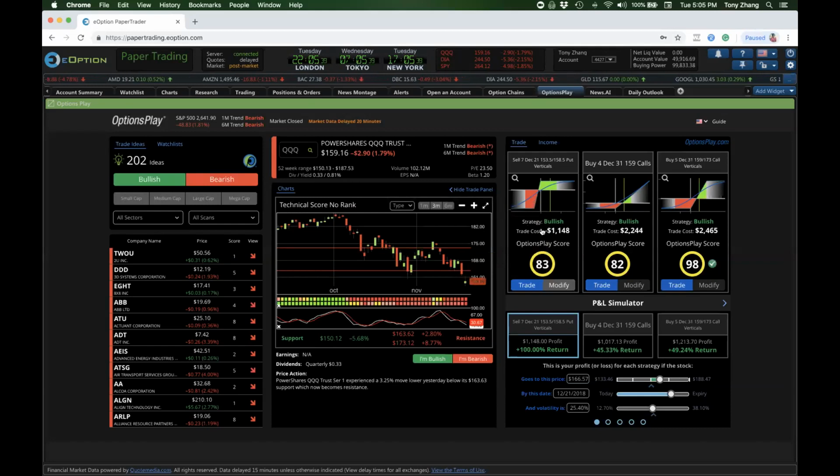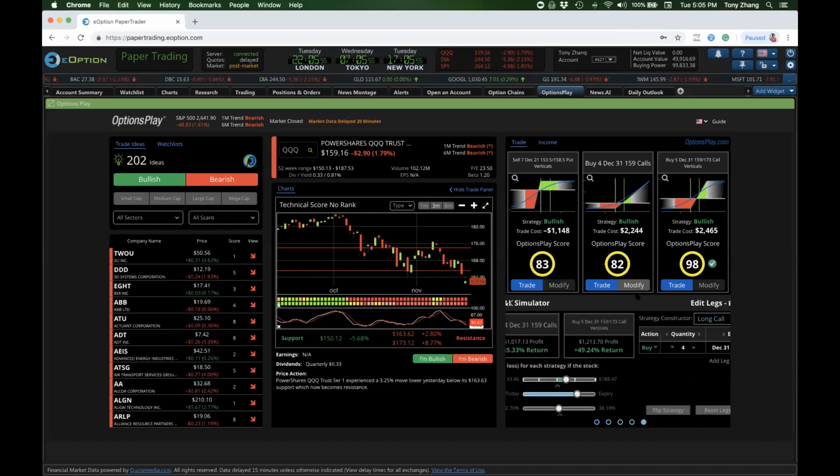So as long as you're comfortable with the risks and rewards that you see on the P&L simulator, the OptionsPlay score is more of a guide to give you an idea as far as are you trading something with at least reasonable risk reward and probabilities of profit.